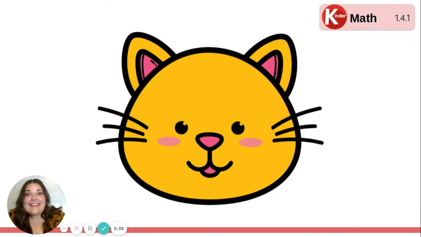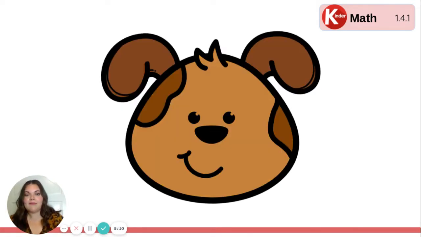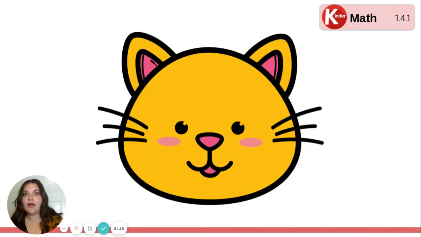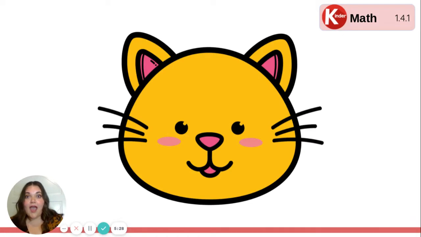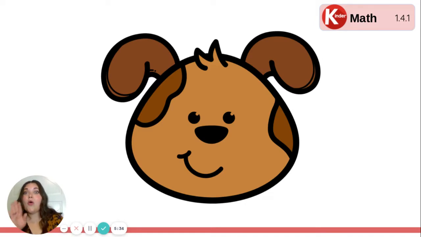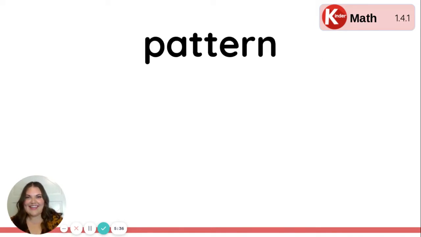It's a cat. What sound does it make? Meow, meow. A dog. Woof, woof, woof, woof. A cat again. Meow, meow. Are you making your animal noises? Try this one. Woof. Nice. Meow, meow. Woof. Very good. Great job making a pattern.